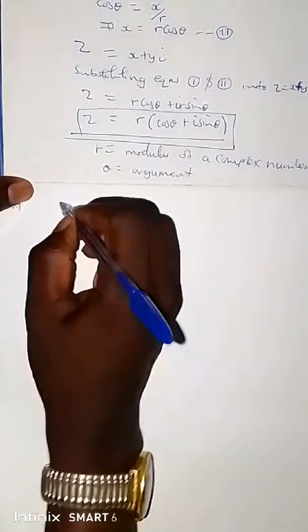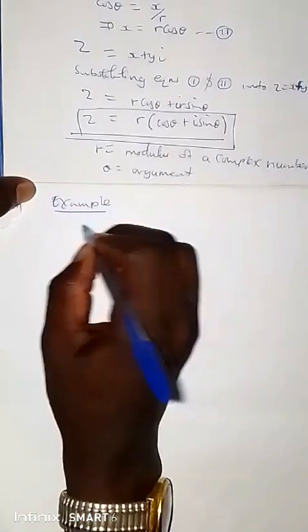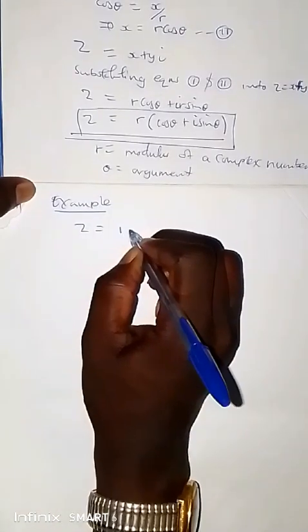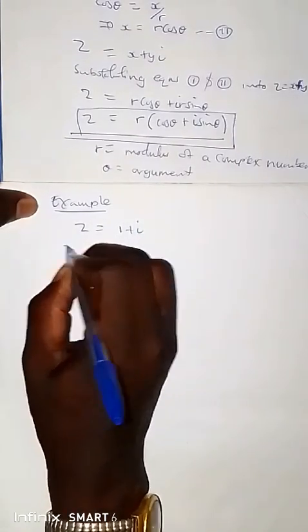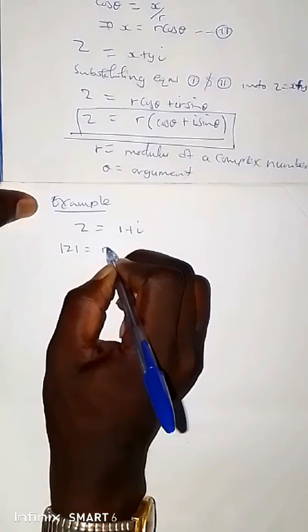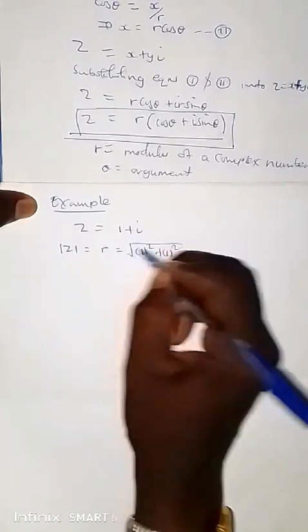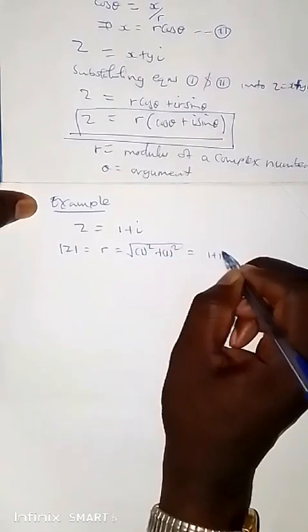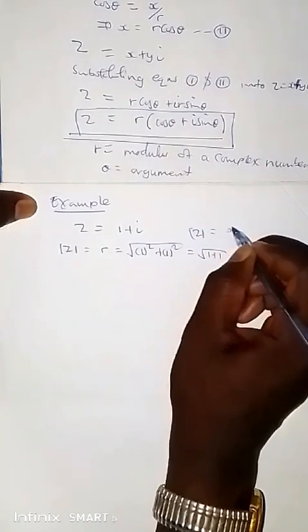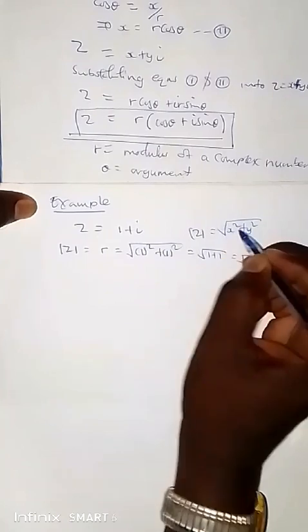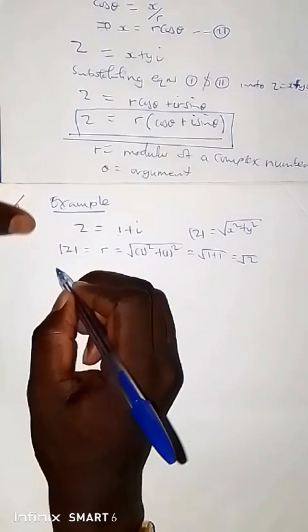Now, let us consider an example: z equals 1 plus i. We begin by getting the modulus r, which is the square root of 1 squared plus 1 squared, which is root 2. To get it, we use x squared plus y squared under the root, where our x is 1 and our y is 1. After getting that, you go and get the argument.